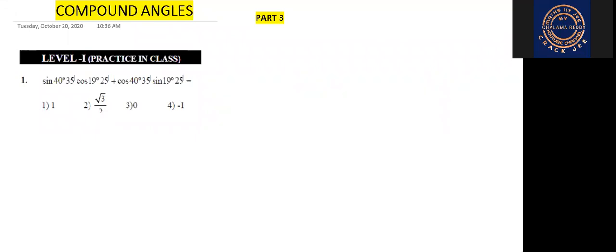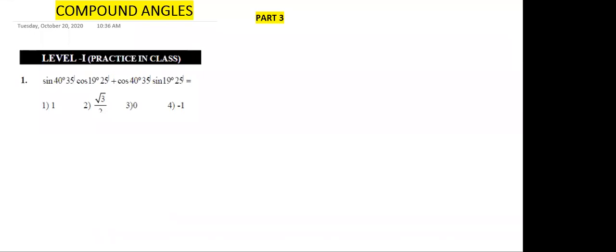In the previous class, we discussed compound angles: the formulas for sin of a plus b, cos of a plus b, tan of a plus b, and cot of a minus b, and how to remember them. Sin 15, sin 75, cos 15, cos 75, tan 75, and cot 75 degrees we have also discussed.